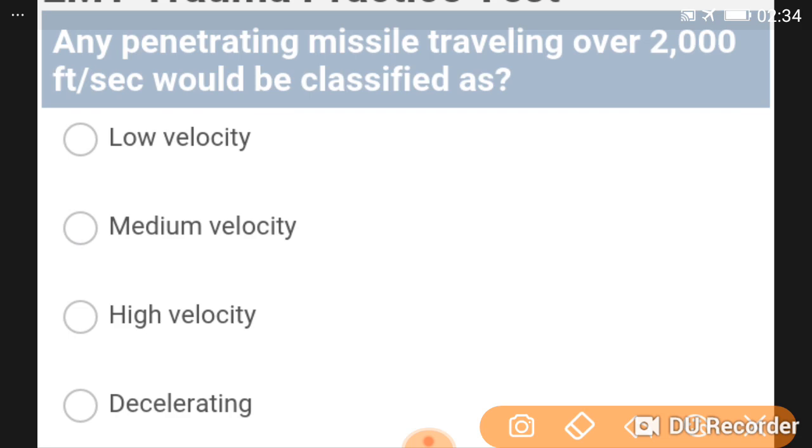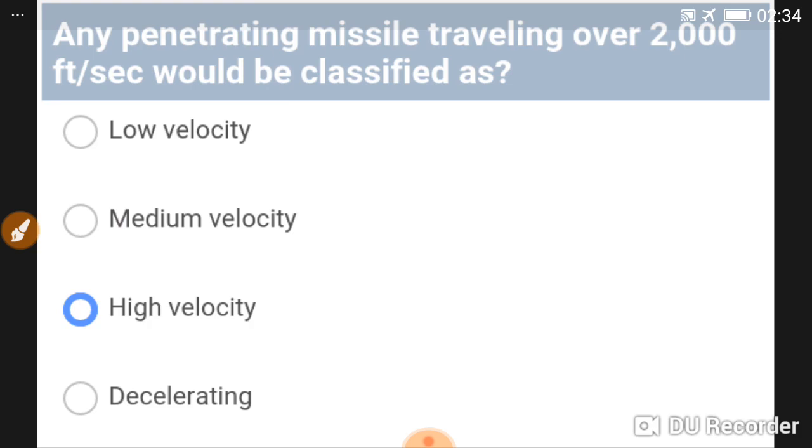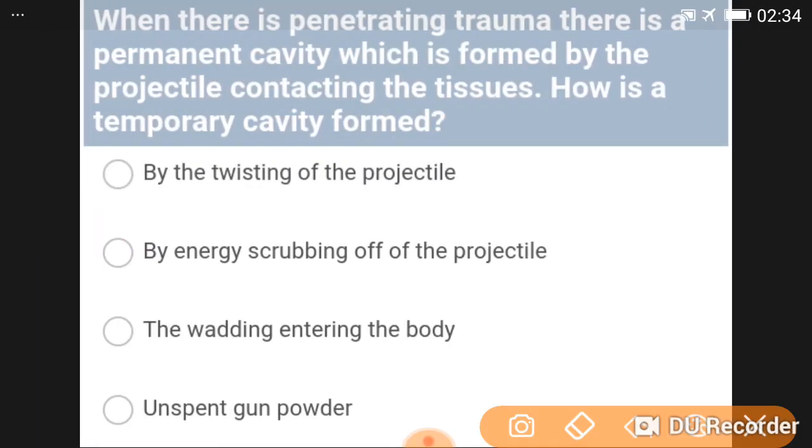Any penetrating missile traveling over 2000 feet per second would be classified as high velocity. When there is a penetrating trauma, there is a permanent cavity which is formed by the projectile contacting the tissue. How is the temporary cavity formed? By energy scrubbing of the projectile.